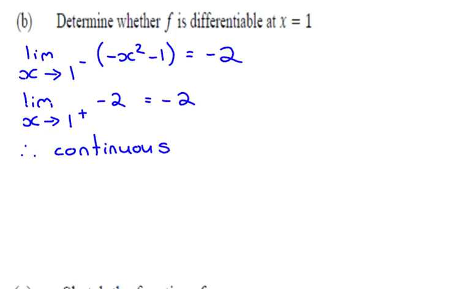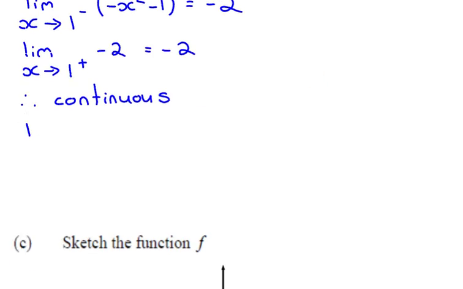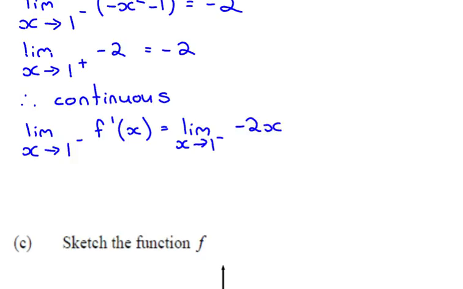Now that we know it's continuous, we need to do the test for differentiability. And that's the limit of the derivative from the left and the right. So I'm going to first have a look at the limit of the derivative. So I've got the limit towards 1 from the left of the derivative. Now we know, let's actually write that derivative out. The derivative of negative x squared minus 1 is negative 2x. Replace x with 1, and we get negative 2.